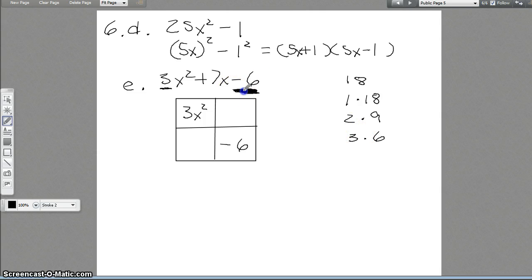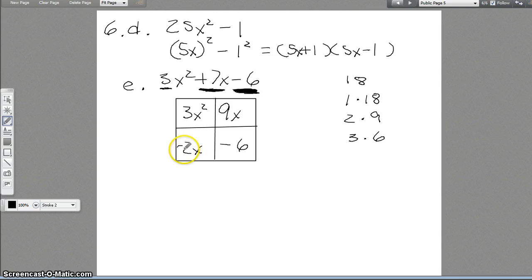So this is negative. That means we need to find the difference between the two factors, and we need to find the pair of factors that have a difference of 7. 18 minus 1 is 17, so that won't work. But 9 minus 2 is 7, so that does work. This is a positive. That means our bigger factor needs to be positive. The bigger number is 9. So we're going to have a plus 9x and a minus 2x.